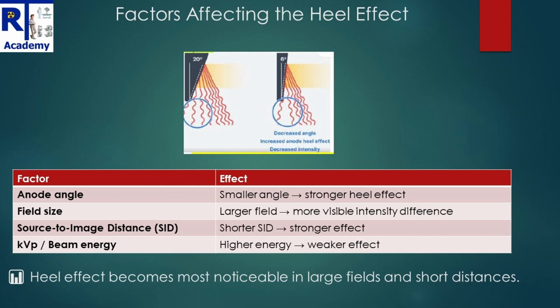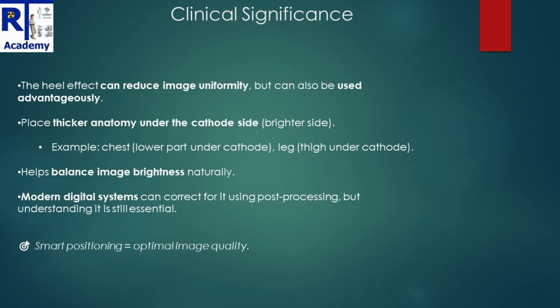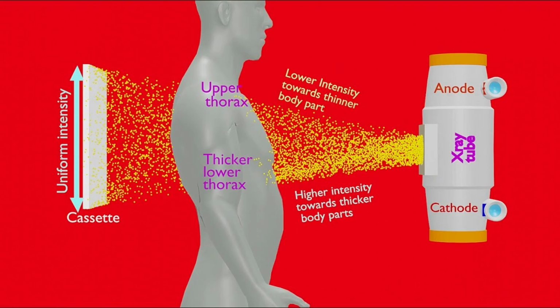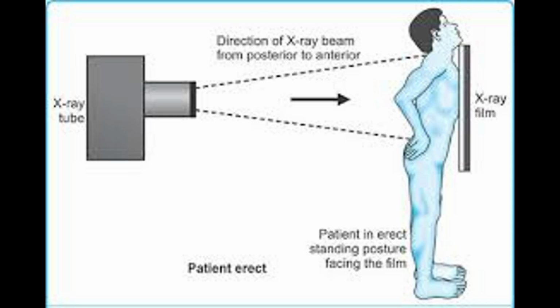Now let's talk about how we can actually use or control the anode heel effect in real clinical imaging. We'll go through different body parts and see exactly what to do in each case, where to place the cathode and anode, how to adjust SID, and how to get a more uniform exposure.